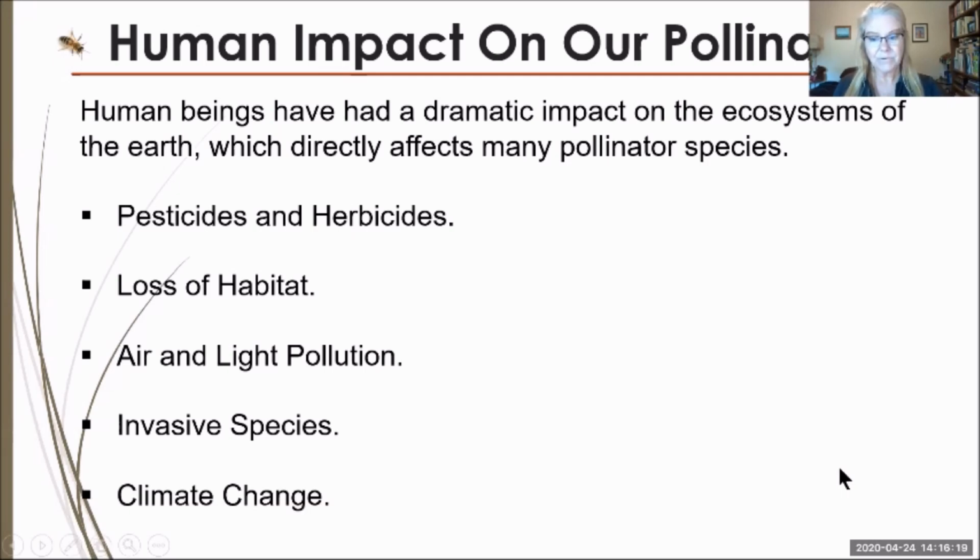And then we have good old climate change. This one's a biggie. Human activities that contribute to climate change are creating big challenges to these pollinators.